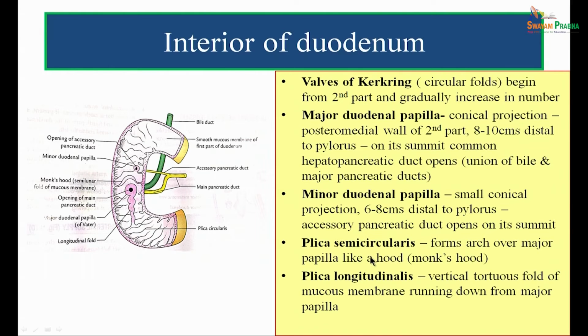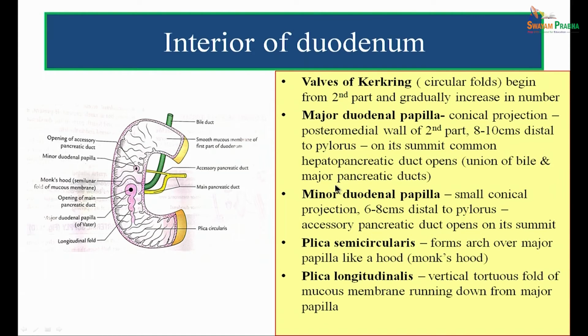Plica semicircularis is a semicircular mucosal arch seen over the major duodenal papilla like the hood of a monk. Hence, it is known as the monk's hood. So, what you see here is known as the monk's hood. Looking like a monk's hood, it is a mucosal arch seen over the upper part of the major duodenal papilla. Plica longitudinalis is a vertical tortuous mucosal fold running downwards from the major duodenal papilla.